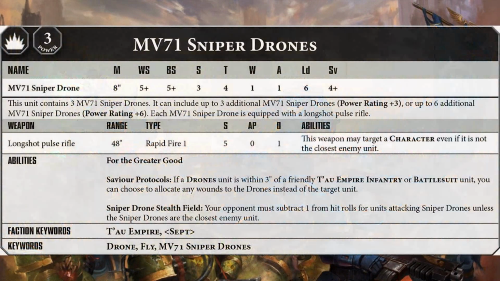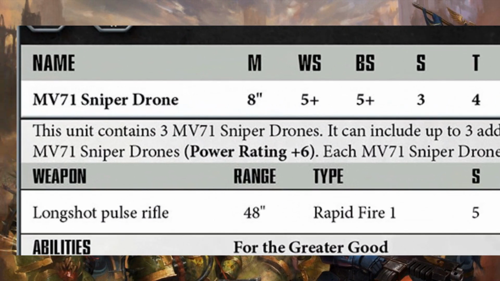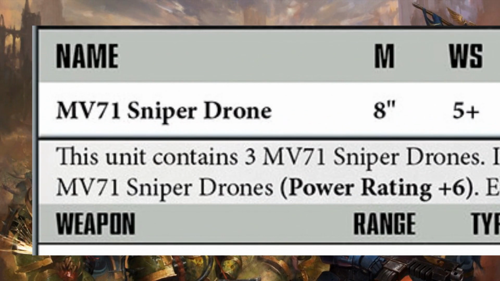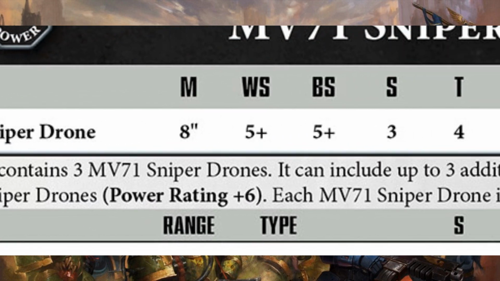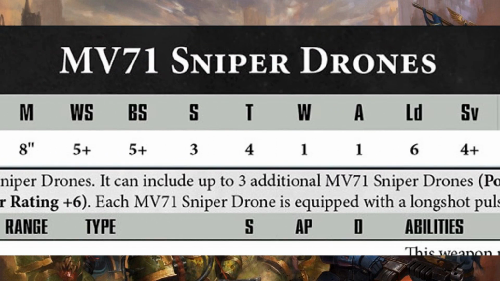Under where it says name is the name of the unit we are looking at. This is a MV-71 sniper drone. The next thing I'd like you to look at are the stats directly to the right of the unit's name. These are the unit's base stats. So if anyone asks, what's your base X? Meaning like what's your base attacks, what's your base health? They are asking about these statistics right here.